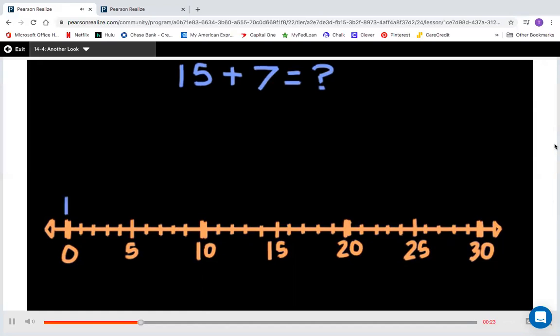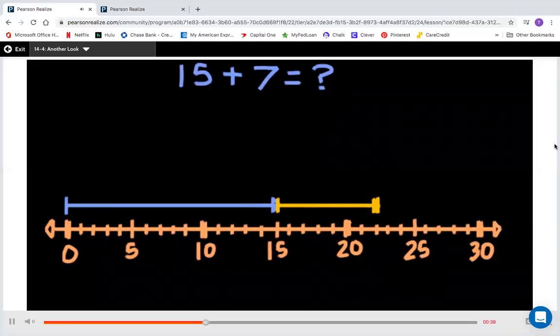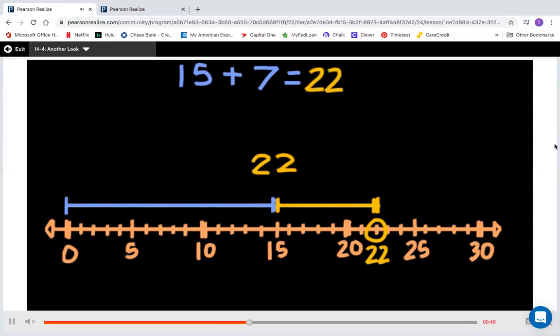I start at 0. This shows the 15 blocks I walked to Johnny's house. From Johnny's house, I walked 1, 2, 3, 4, 5, 6, 7 more blocks to get to Samantha's. Look at where the 2 lines stretch to. I'm at 22. So I walked 22 blocks in all. 15 plus 7 equals 22.